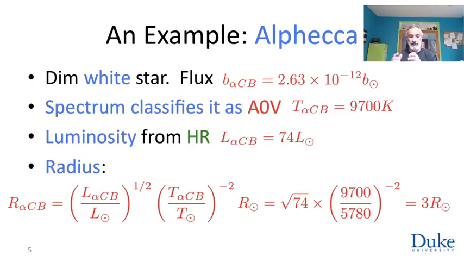Alphaka is 74 times as luminous as the sun, and from this, if I want, I can figure out a distance because I have the brightness and the luminosity. I can also figure out Alphaka's radius. Remember, we had a relation between radii, luminosity, and temperature. This is the scaling relation, and I predict a radius of about 3 solar radii for Alphaka. Remember, we said that the main sequence goes from 1 solar radius at the sun all the way up to 10. Alphaka is part of the way up there. 3 solar radii is pretty reasonable.